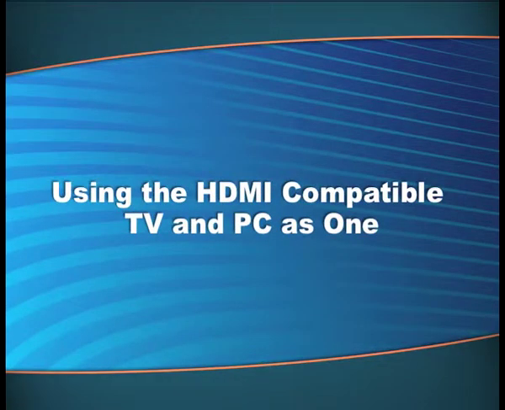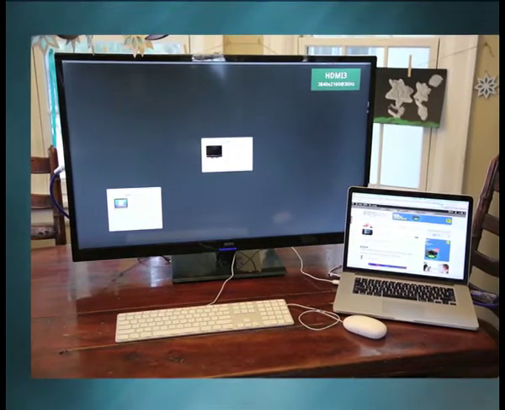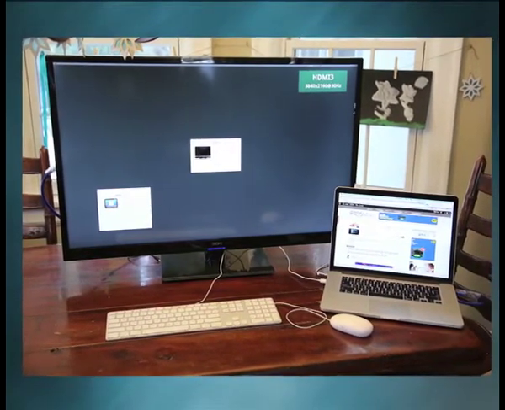Connecting the LCD TV or LED TV to the computer. There are several different methods for hooking a computer tower up to an LCD or LED TV, using the HDMI compatible TV and PC as one. The first and easiest method to attempt is possible when both the computer and the television have an HDMI cable hookup, as most modern versions do.